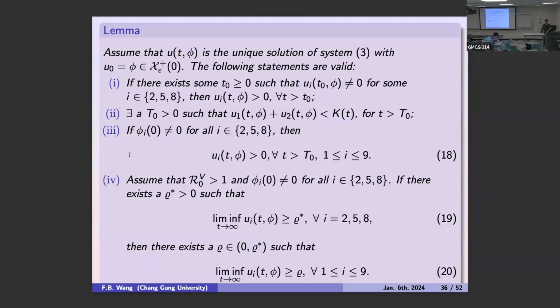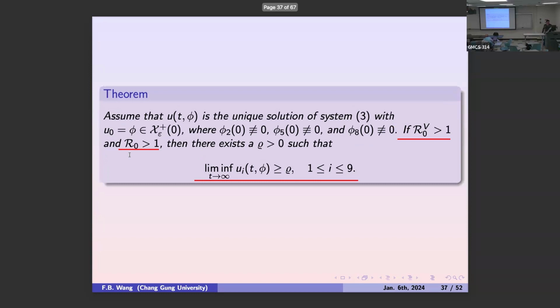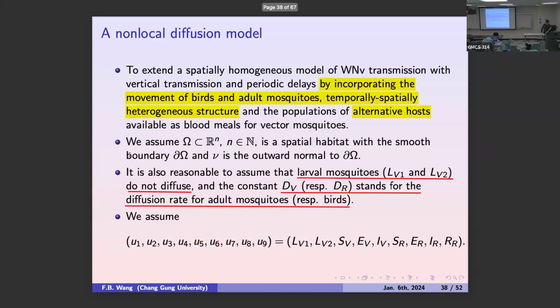I'm not going to show the techniques. But here, if the mosquito reproduction number is greater than 1, and the disease index is also greater than 1, then we can show the West Nile virus will persist. Okay. And I only have about 20 minutes. This one is more complicated, so I will not show the details. I just show my idea.